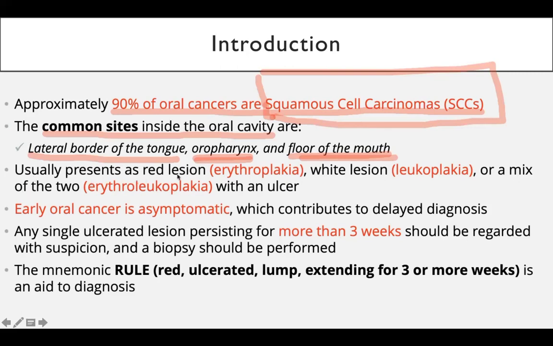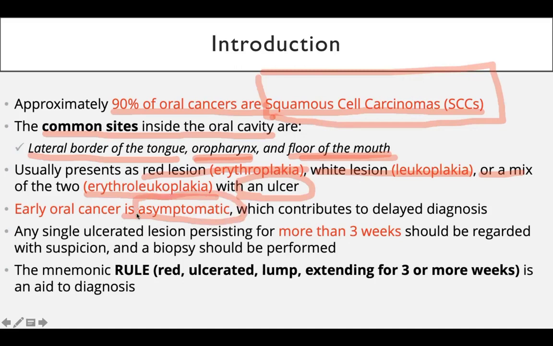Oral cancer usually presents as a red lesion, erythroplakia, a white lesion, leukoplakia, or a mix of the two, erythroleukoplakia, along with an ulcer that can be present. In the absence of any other clinical picture, this is a diagnosis of exclusion. Or it can be a mixed leukoplakic or erythroplakic lesion with an ulcer. So these are all the signs for oral cancer.